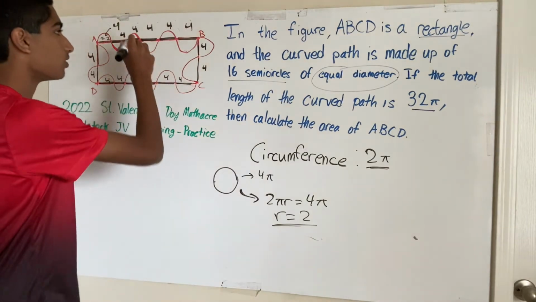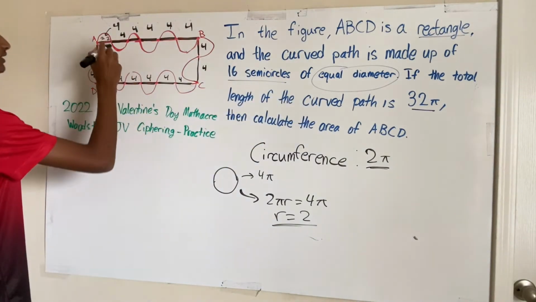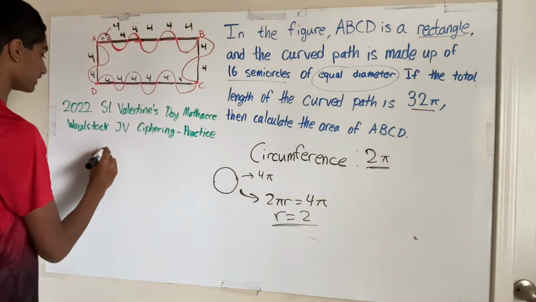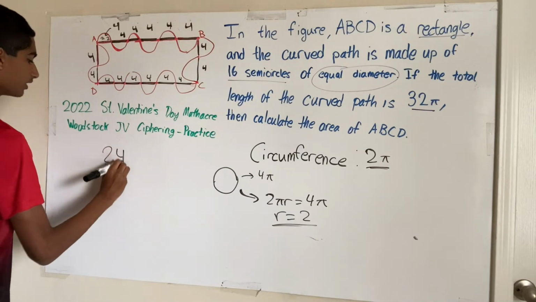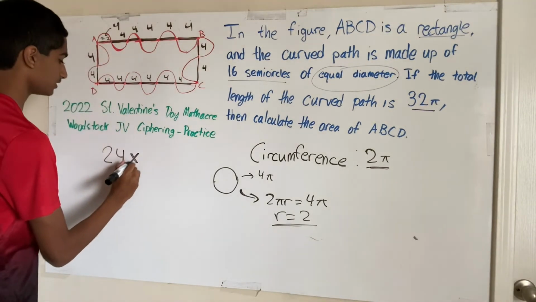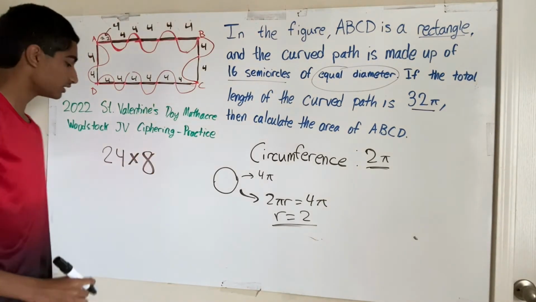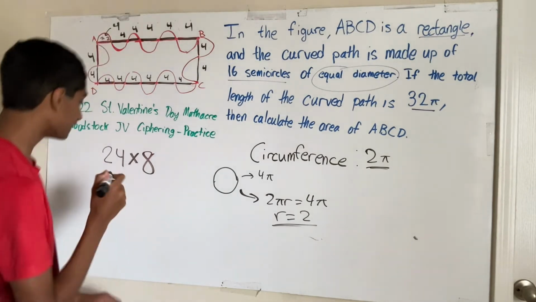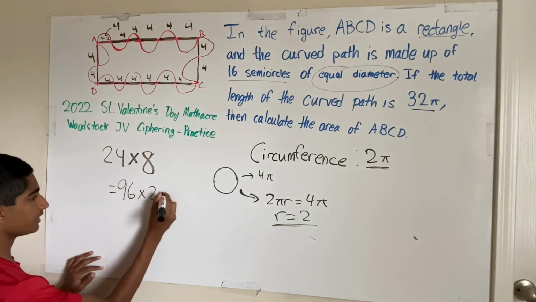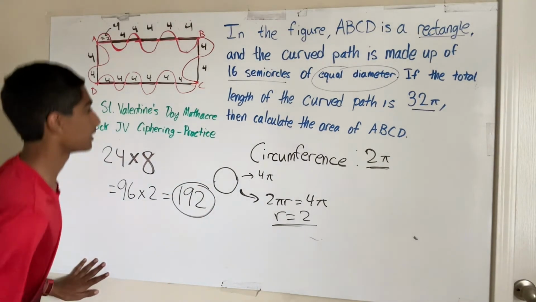So now let's add all of these segments together and find the area of ABCD. We have 1, 2, 3, 4, 5, 6 4s as the length, so that's 24 as the length. And we have 2 semicircles as the width, so that's 8. And we just want to calculate 24 times 8. You can do this quickly by realizing this is the same as 96 times 2, and that is equal to 192. And there's your answer for this problem.